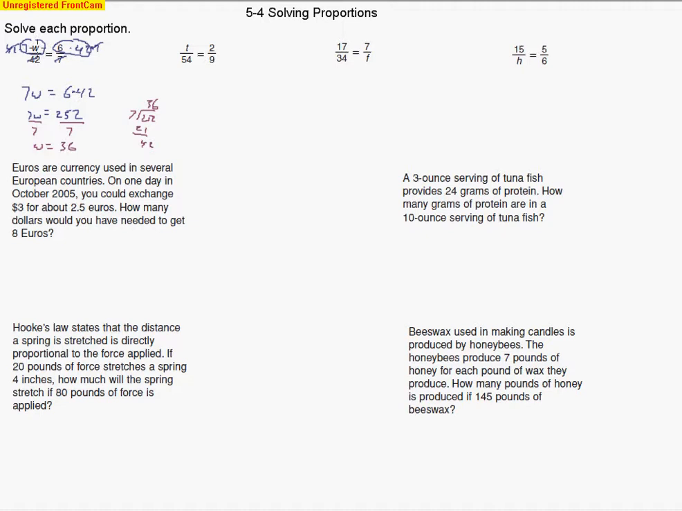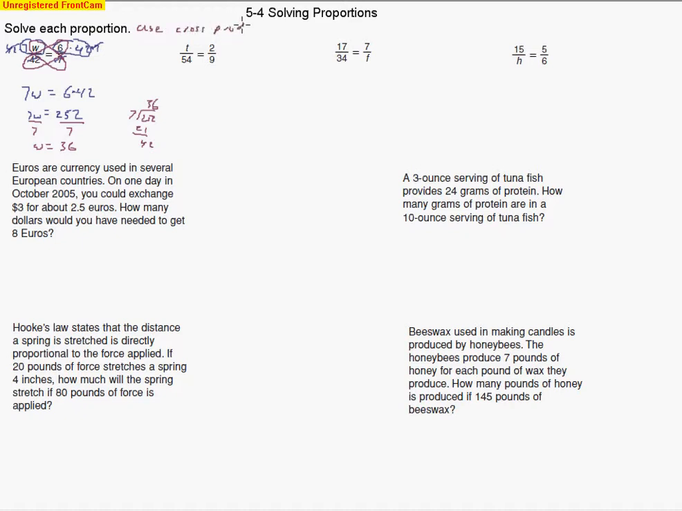Instead of doing all of this, we can just remember that if we have the numbers 7 and W diagonal from each other, and there's an equal sign between them, these are cross products. So the 7 times W is what we did right here, and then we did the 6 times the 42. That's what we're going to use to solve these problems. I'm going to use cross products, but it only works when we have a proportion, which is two ratios set equal to each other. So again, we're going to use cross products.